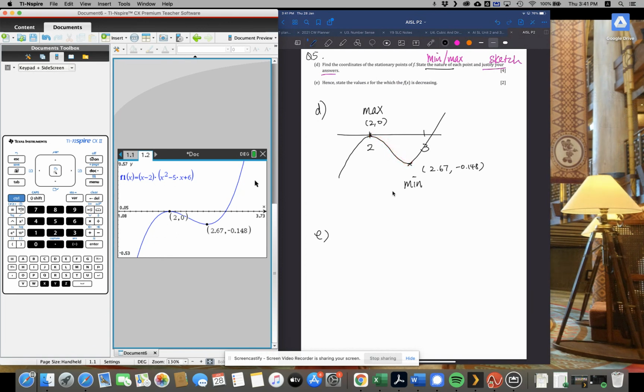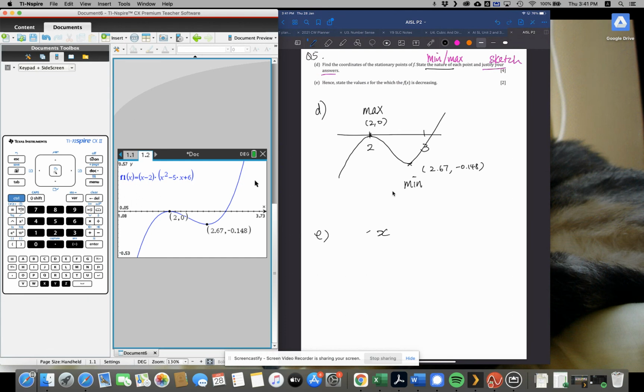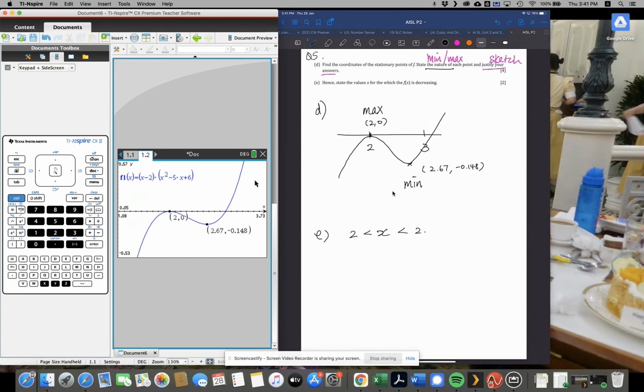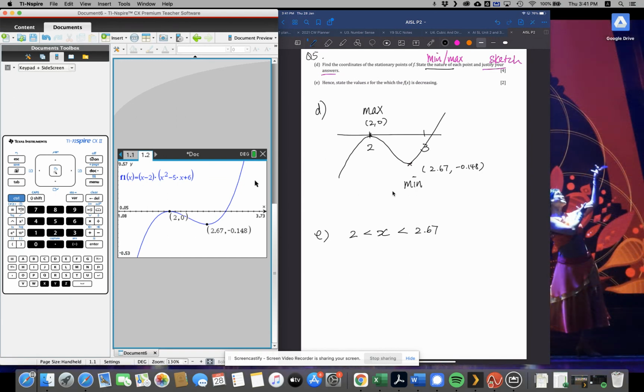To express the answer, you write x is in between 2 and 2.67. Done.